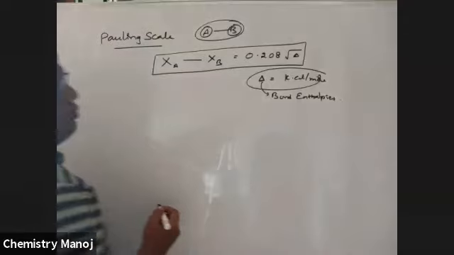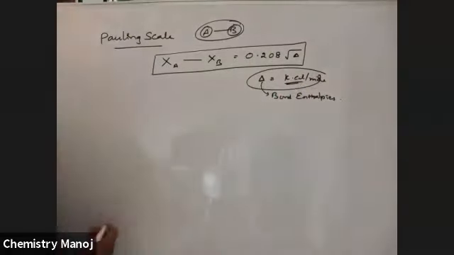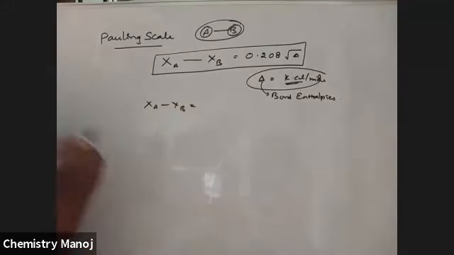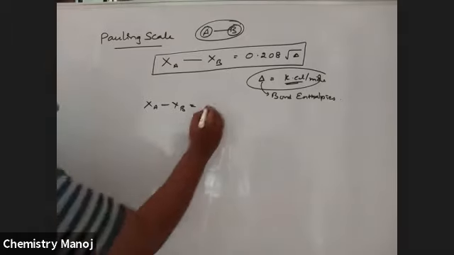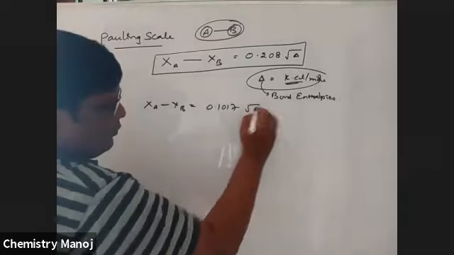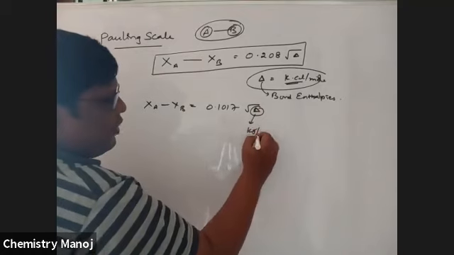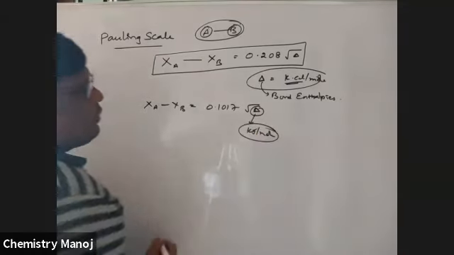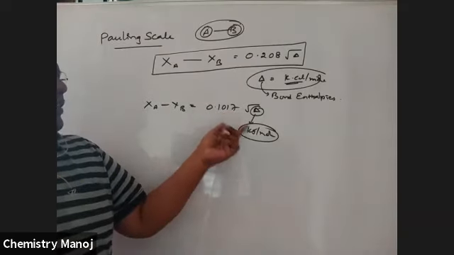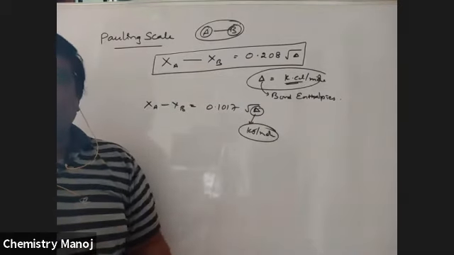It is related to bond enthalpies, in terms of kilocalories. Now this is the part. The same value, XA minus XB, is equal to 0.1017 into root delta, if the delta value is in kilojoule per mole. So it is with 0.1017 multiple. Here it is 0.208.